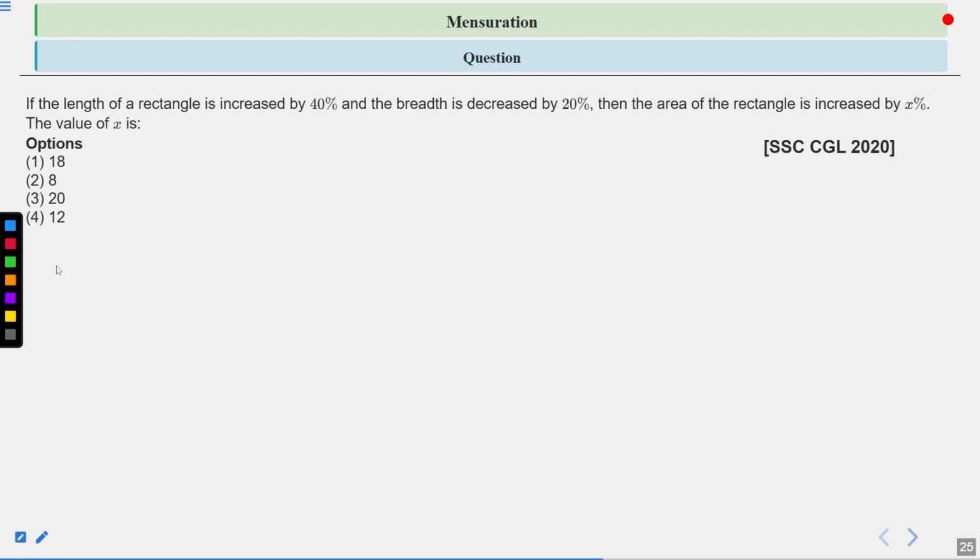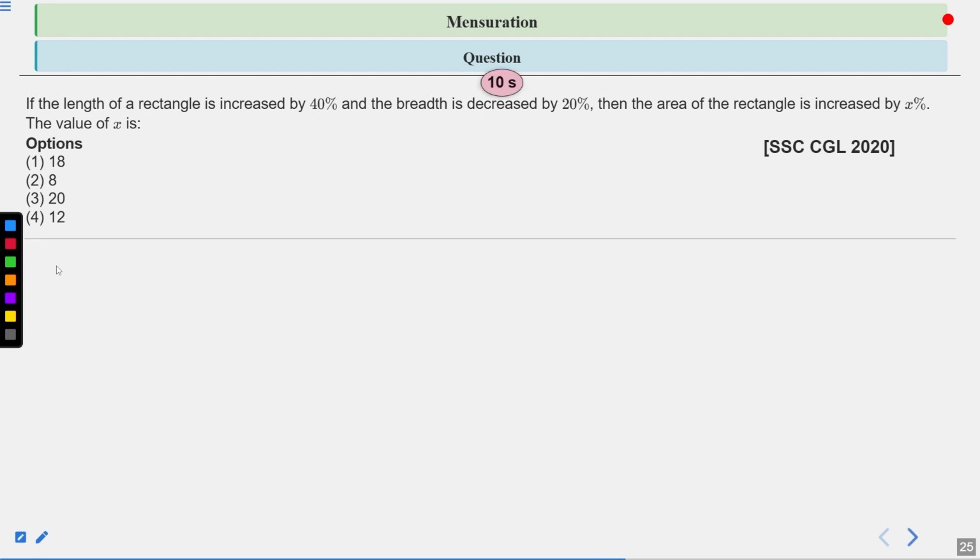If the length of a rectangle is increased by 40% and breadth is decreased by 20%, then the area of the rectangle is increased by x%. Need to calculate the value of x. This question is asked in the SSC CGL 2020 exam. There are four options: first one is 18, second is 8, third one is 20, and fourth one is 12%.